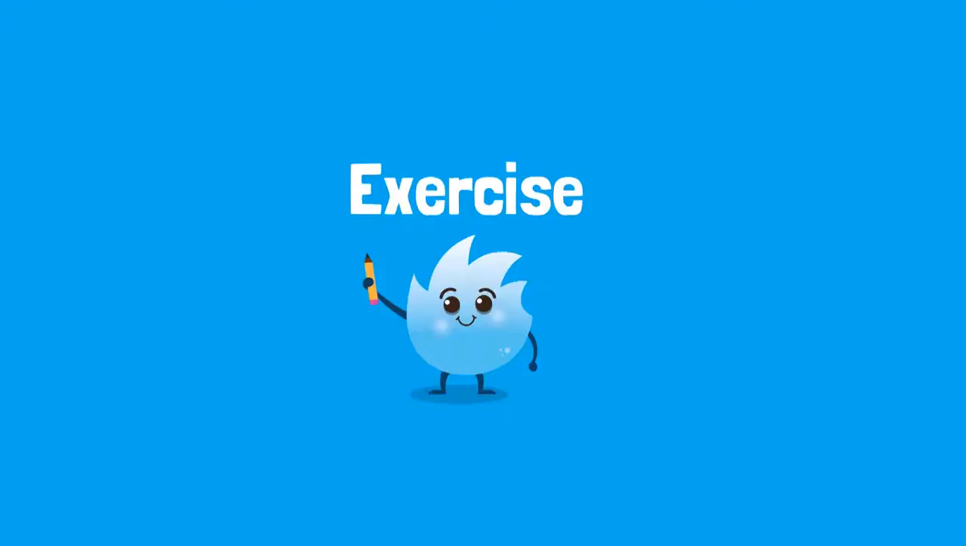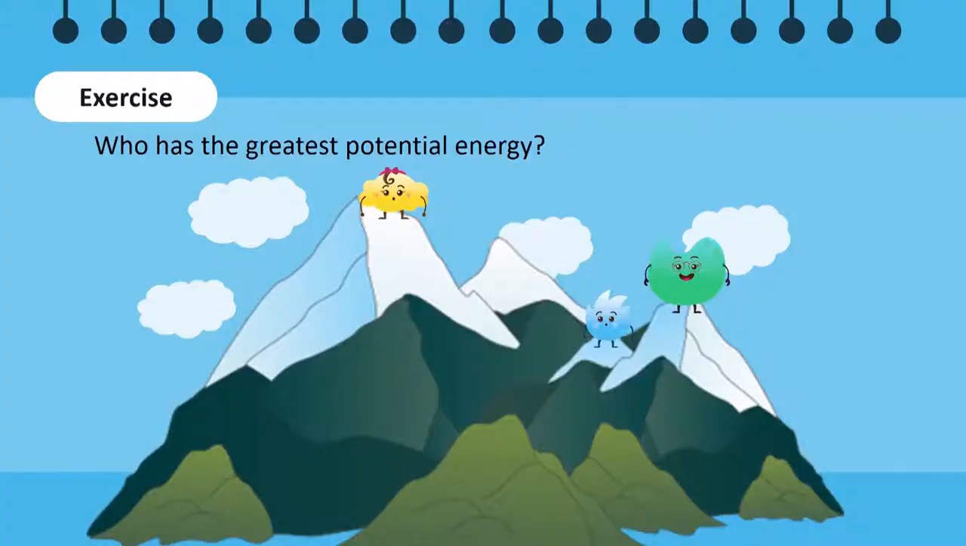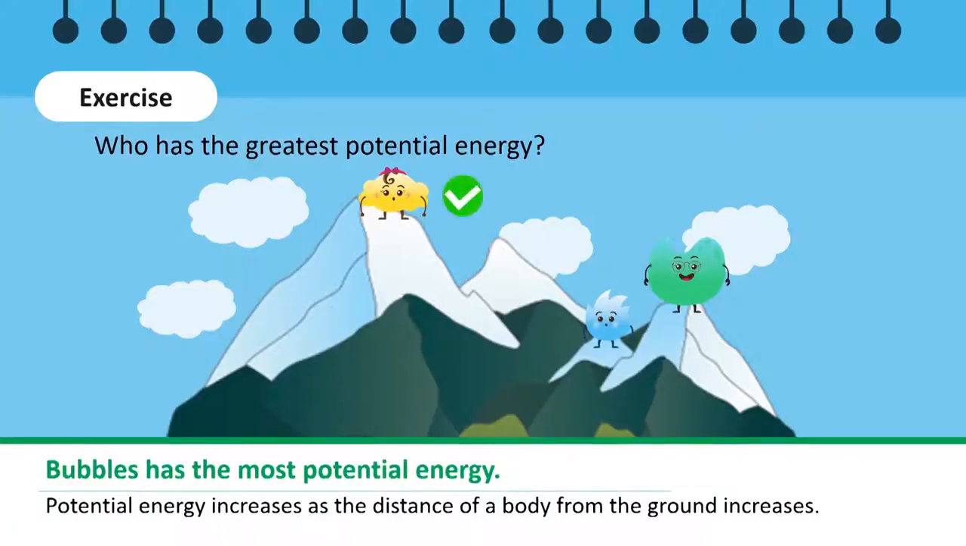Time for an exercise. Who has the greatest potential energy? Bubbles has the most potential energy because she is at the top. We know that potential energy increases with the increase in the distance of a body from the ground.